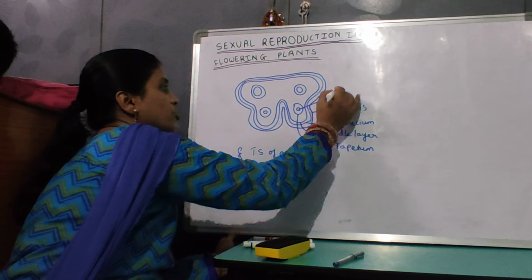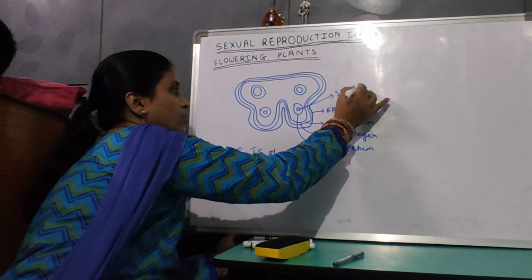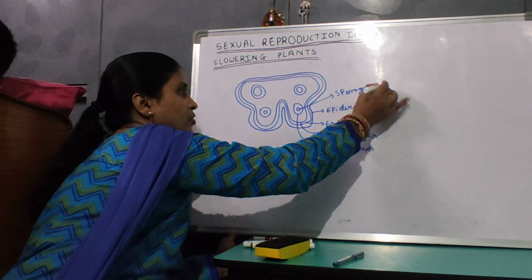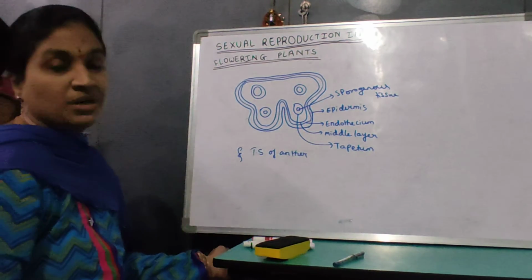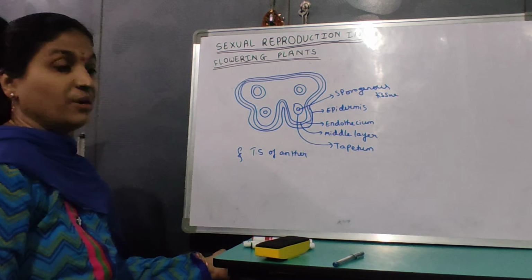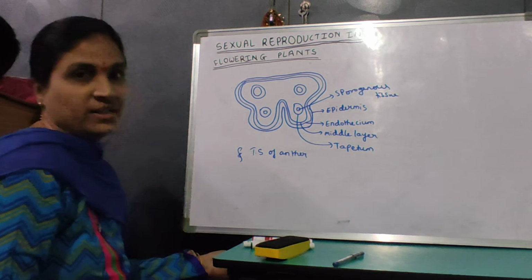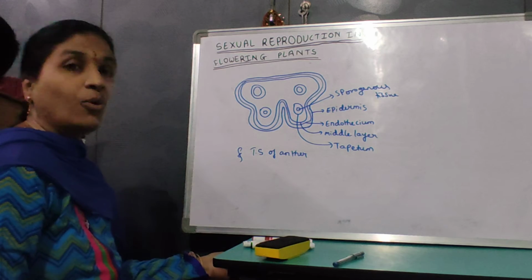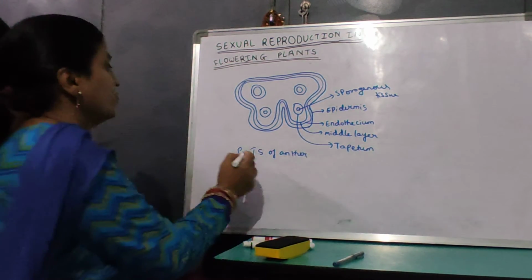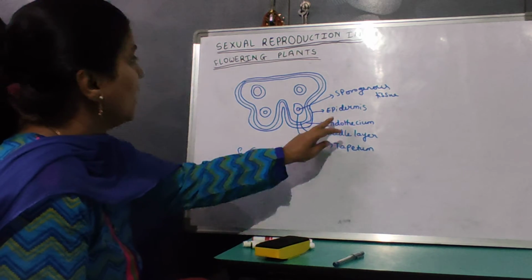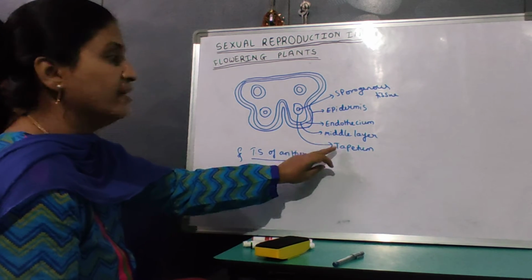Inside this is the sporogenous tissue, which will be bearing the microspore mother cells, also called pollen mother cells, present inside the sporogenous tissue. So this anther is covered by 4 wall layers: epidermis, endothecium, middle layer and tapetum.